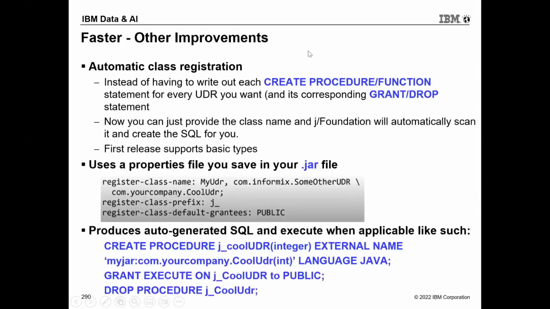We now have automatic class registration. Instead of having to write out each create procedure and function statement for every UDR you want, and its corresponding grant and drop statements, now you can just provide the class name and JFoundation will automatically scan it and create the SQL for you. So that's pretty good. That's quite a few SQL statements you don't have to write any longer.